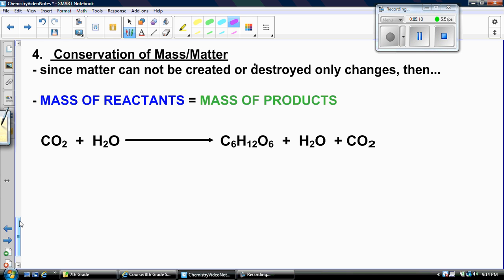Okay, so here we go. Conservation of mass or matter. Remember, matter cannot be created or destroyed, only changed. So the mass of the reactants has to equal the mass of the products.